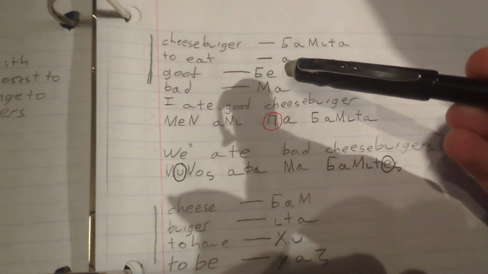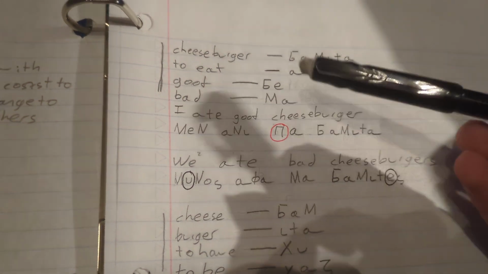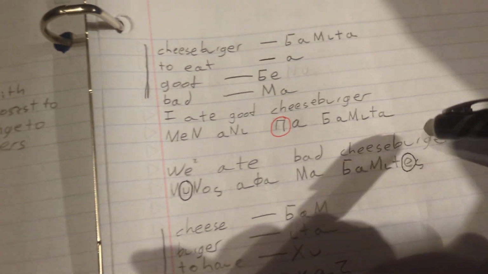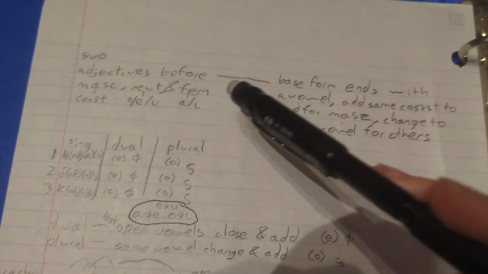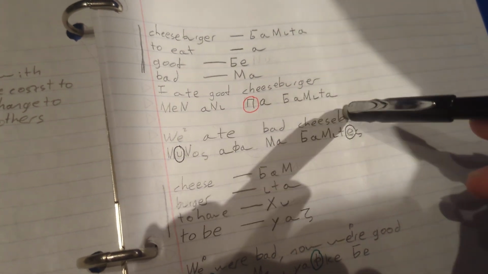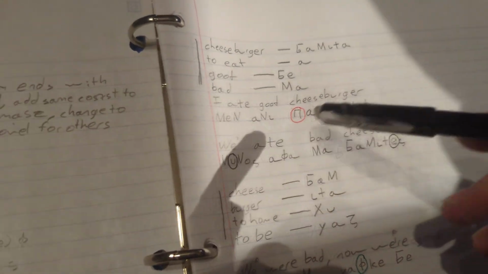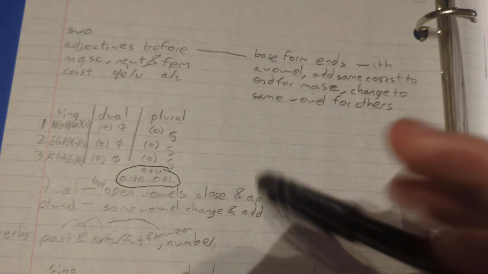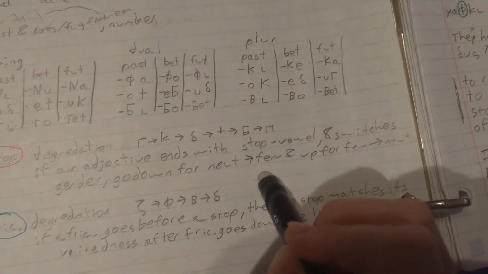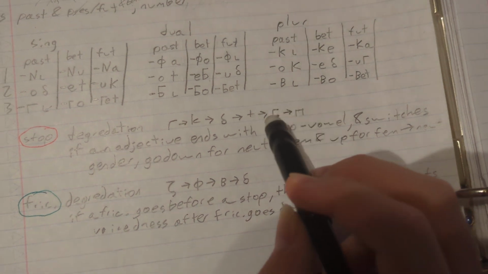Now, if you remember, good is bay, but a is neuter, and bamita ends with an a, which is feminine. So this has to match. This last vowel has to match this last vowel, so it changes to a, and then you see it goes from neuter to feminine. So we go on this list, and it goes neuter to feminine goes this way, so it's b to p.